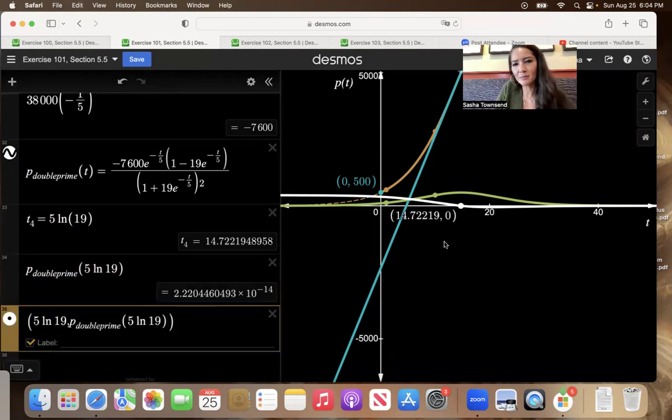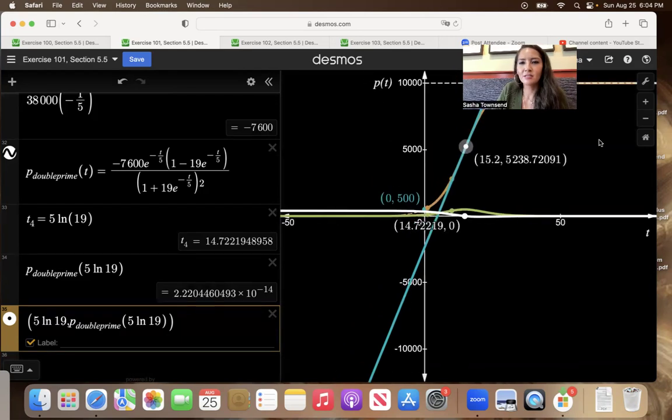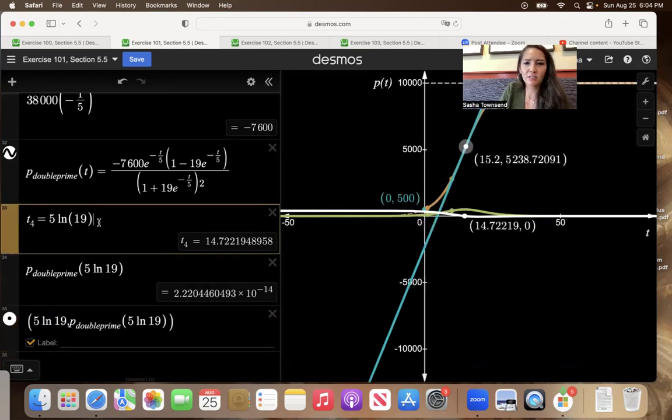If I ask Desmos to plot that point, it gives me 14.72219. So after that many months, the second derivative is 0. And we see that to the left of that point, the second derivative is positive, so the original graph is concave upward. And to the right of that point, the second derivative is negative, so the original graph is concave downward.